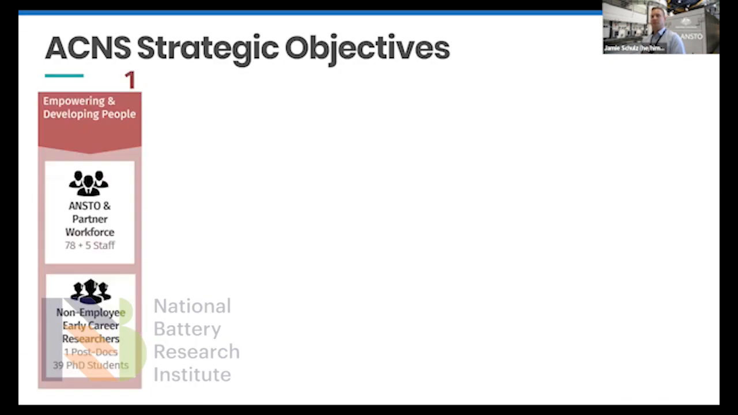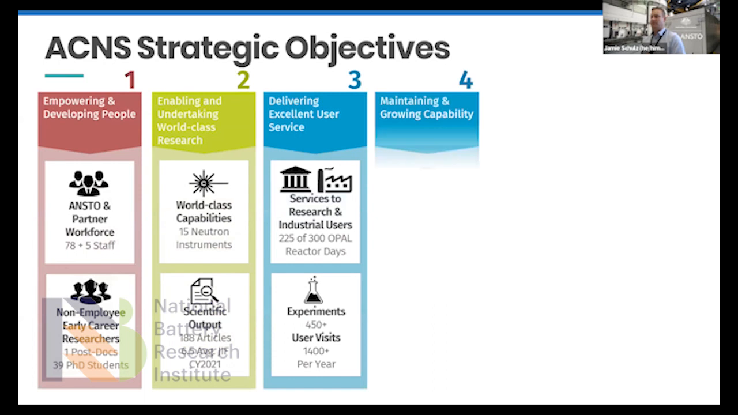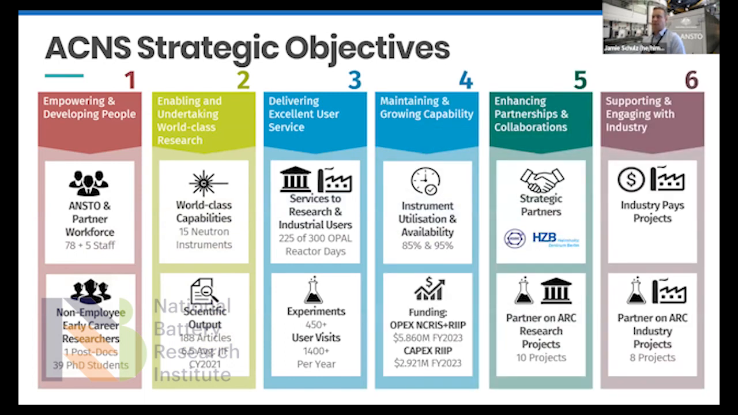So just talk about what we do and what we are. We have a number of strategic objectives which we talk about ourselves. We actually have about 78 people working for us, with 5 from the National Science Council of Taiwan. We have a large number of students and postdocs. We have 15 instruments. We're typically giving about 188 publications per year.